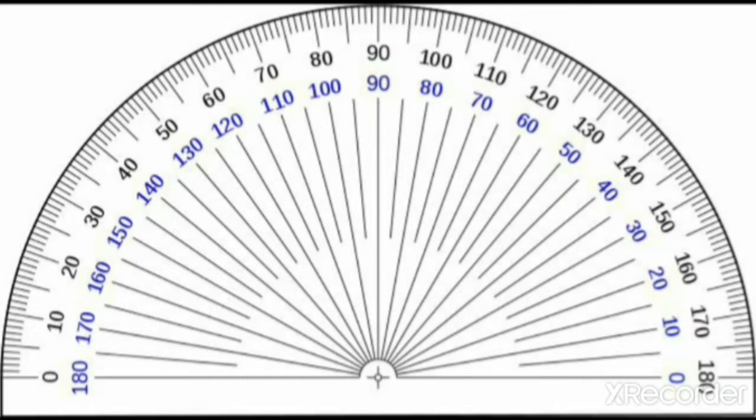One complete revolution is divided into 360 equal parts, and each part is a degree. We write 360 degree. How many degrees are there in half a revolution, in one right angle, in one straight angle? You all know. In one full revolution, 360 degree. In one right angle, 90 degree. And in one straight angle, 180 degree.